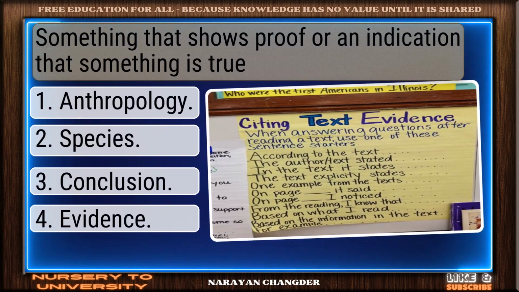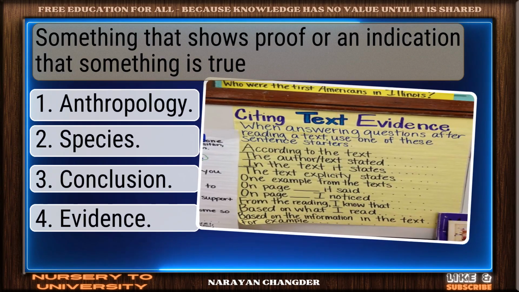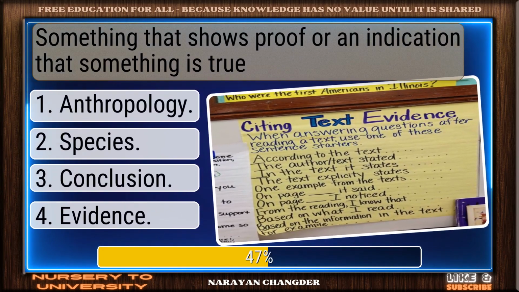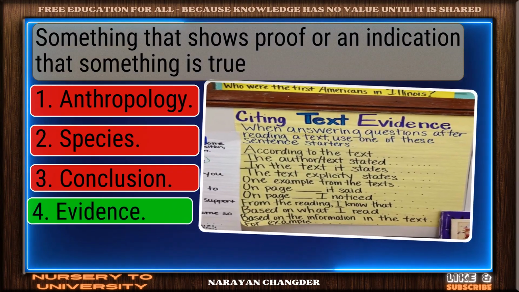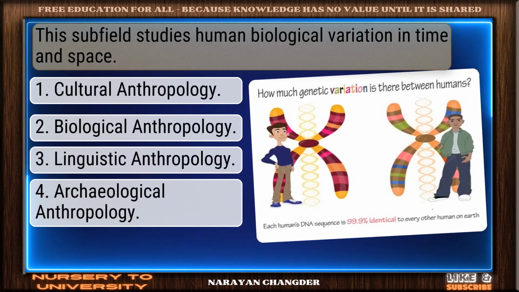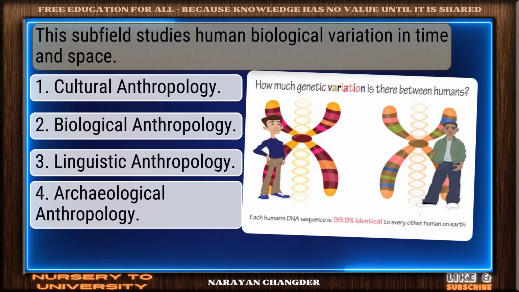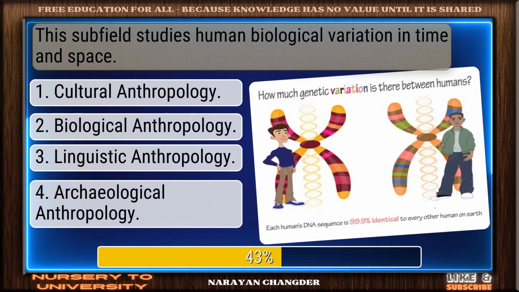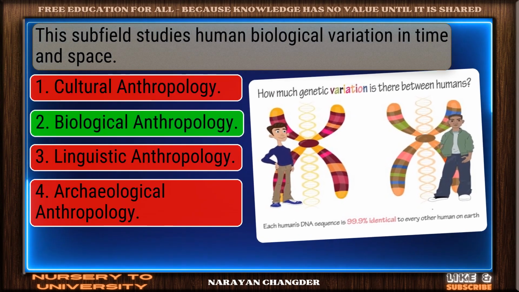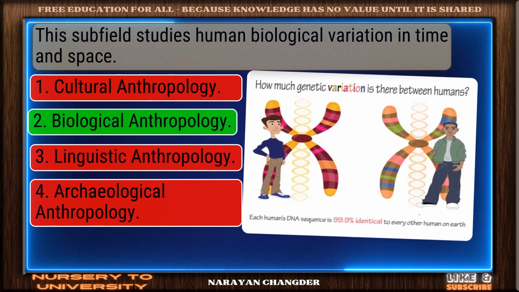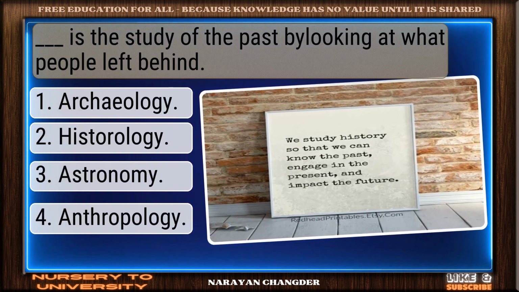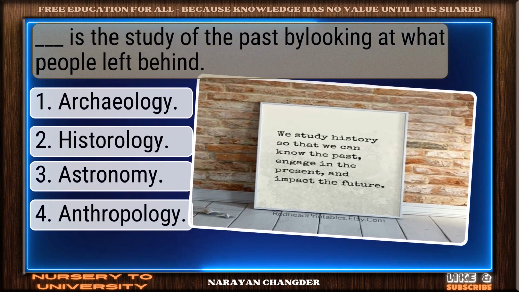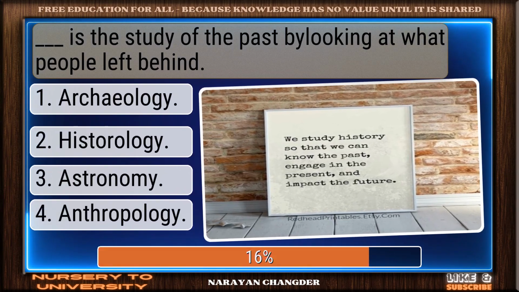Something that shows proof or an indication that something is true. Correct response. Evidence is the most accurate answer. This subfield studies human biological variation in time and space. Bravo! Biological anthropology is the answer. Dash is the study of the past by looking at what people left behind.